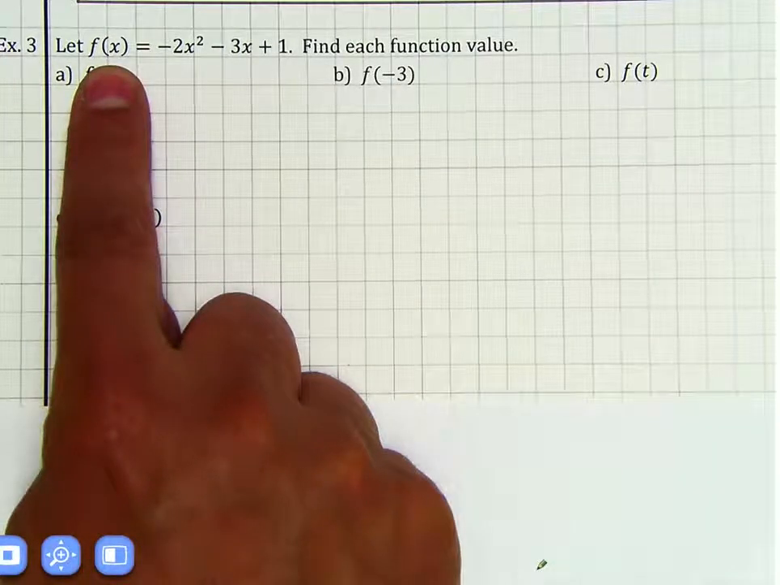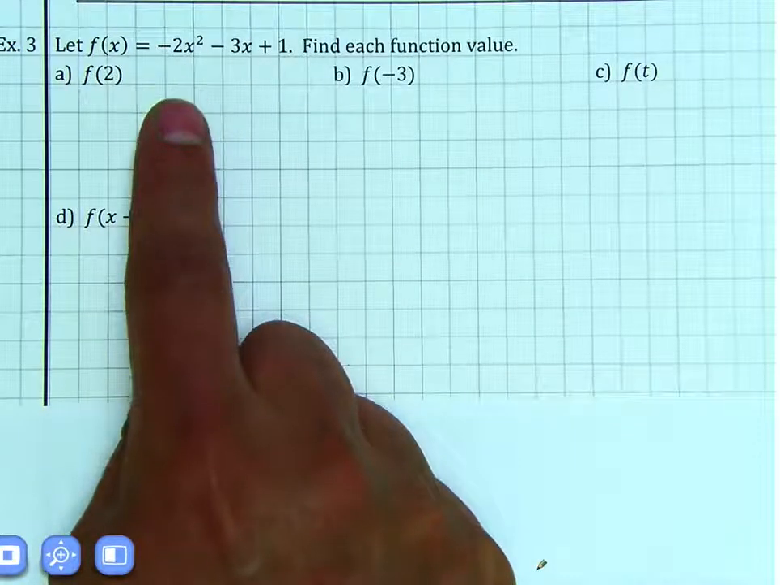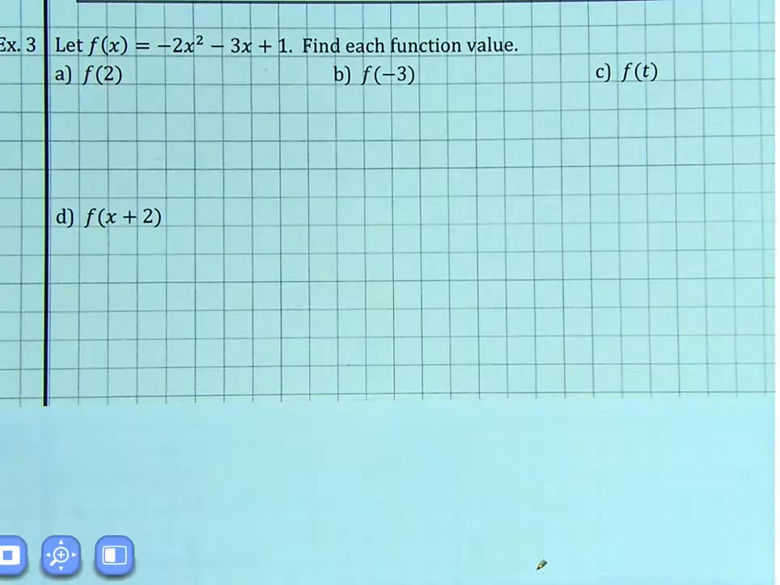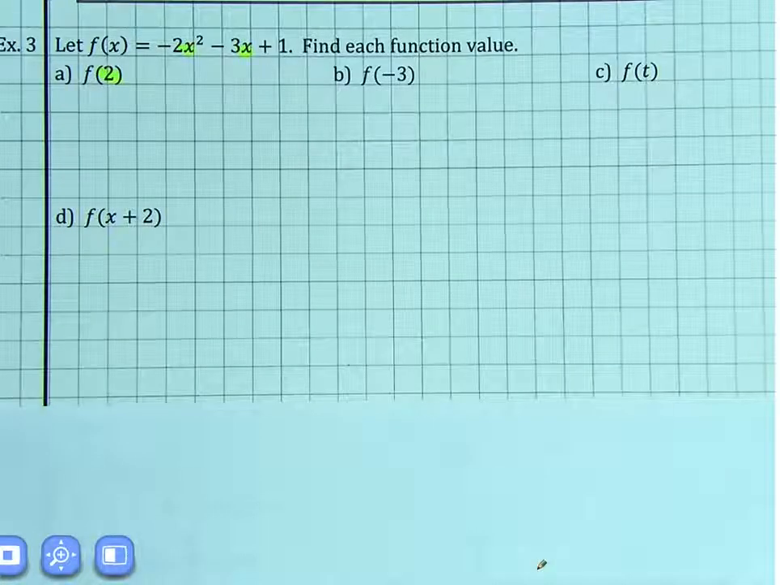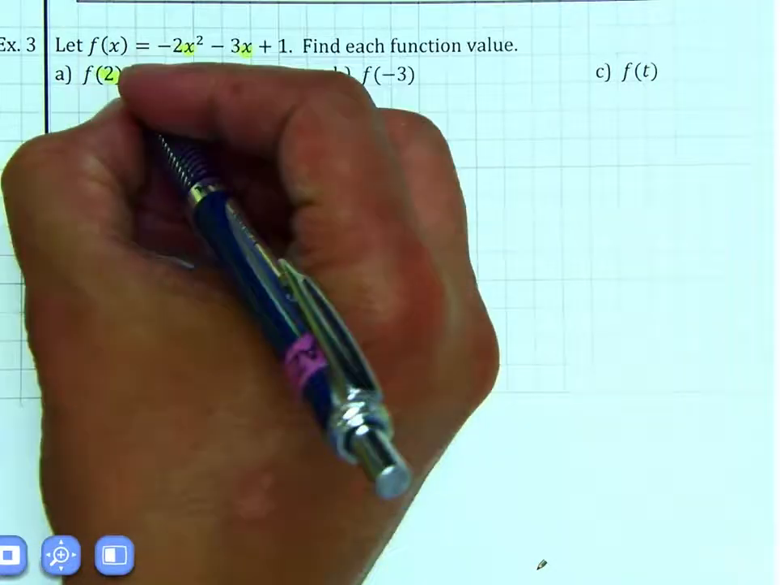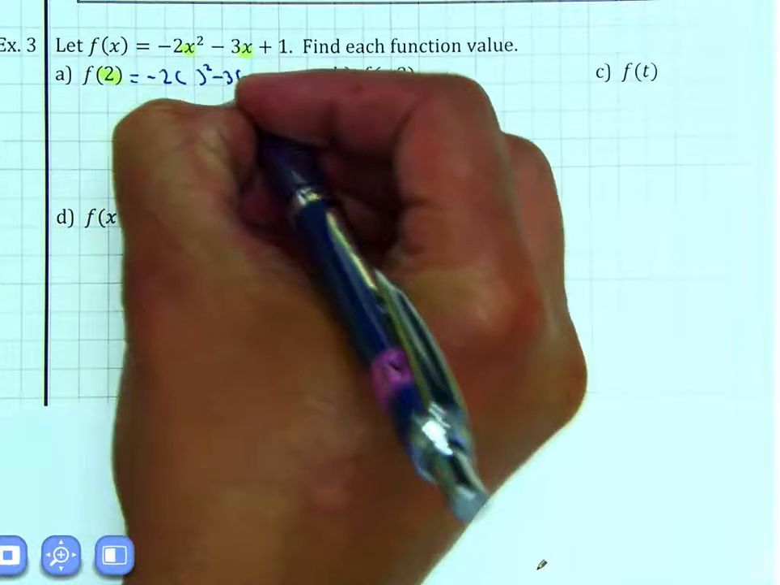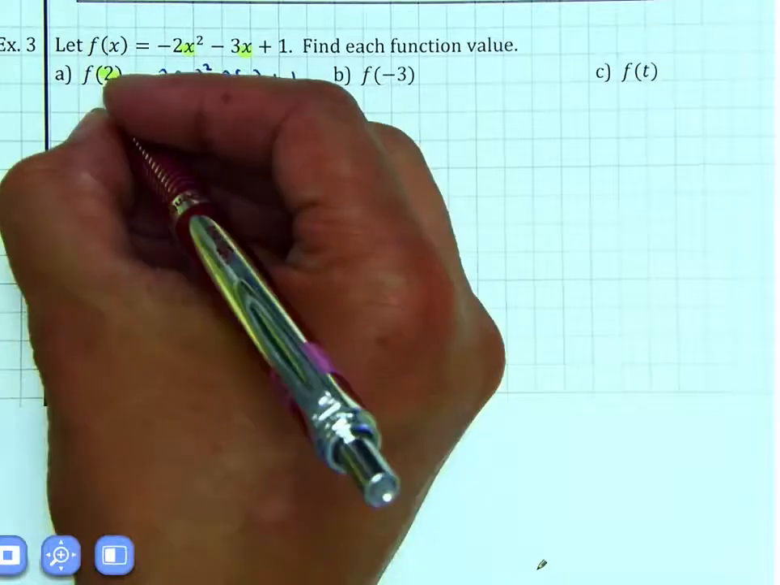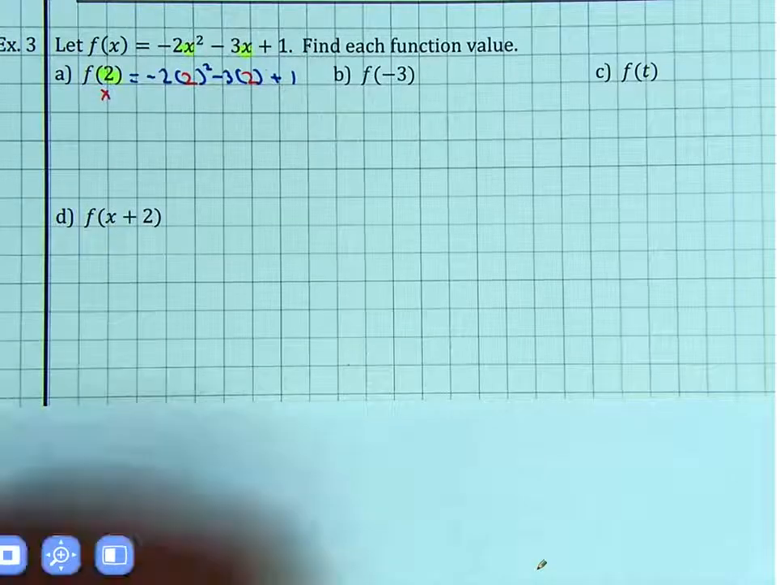Let f of x be negative 2x squared minus 3x plus 1. Find each function value. So I need to find f of 2. That means that I'm going to plug in a 2 instead of every x. So just a quick substitution. So it's equal to negative 2x squared minus 3x plus 1. But now instead of the x, I'm going to replace it with the value of x, which is 2. And I just simplify.